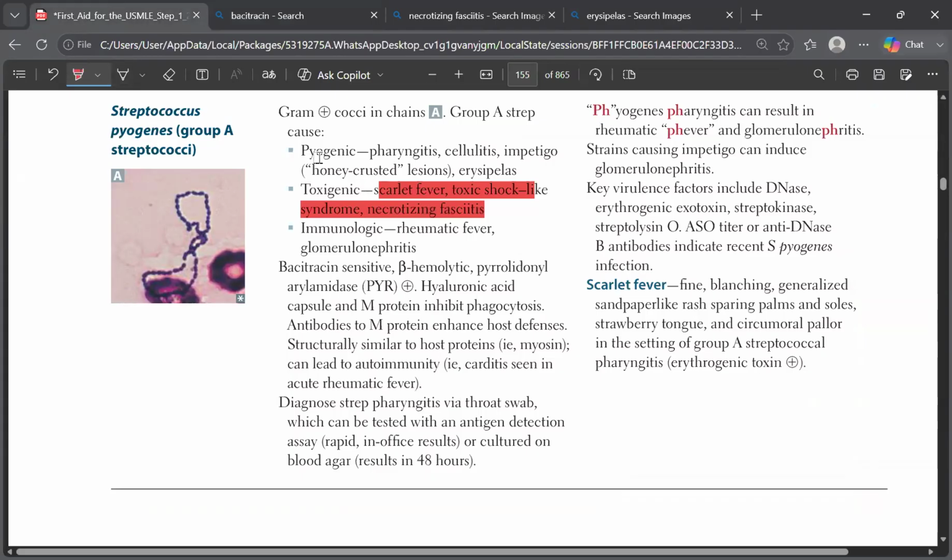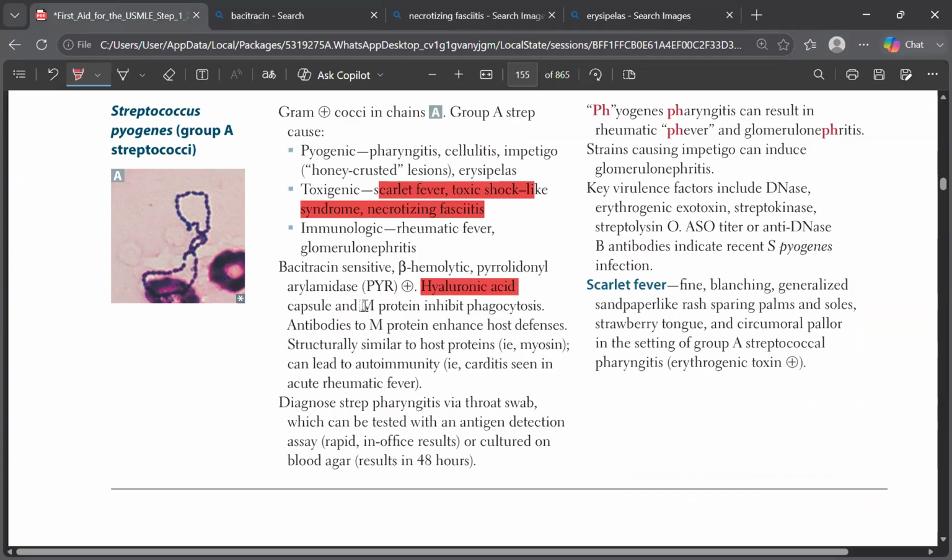And it is obviously causing pyogenic pharyngitis, cellulitis, and impetigo. It is bacitracin sensitive. It is beta hemolytic. It is pyrrolidonyl arylamidase PYR positive. Hyaluronic acid capsule, this is a virulence factor. And M protein inhibits phagocytosis.